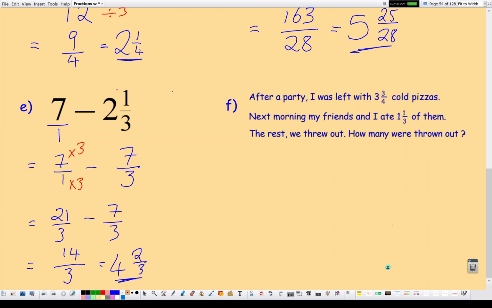Okay, so we had 3 3/4 cold pizzas. They ate 1 1/3 of them, and then the rest were thrown out. So I started with 3 3/4. I then subtracted 1 1/3, and whatever is left over, that's the fraction that was thrown out, right? So this is the calculation we need to do. 3 3/4 take away 1 1/3. Okay, so now it should be straightforward enough. We need to change them to top heavy fractions. We need to get the denominators to be the same. We just go through the normal process from here.